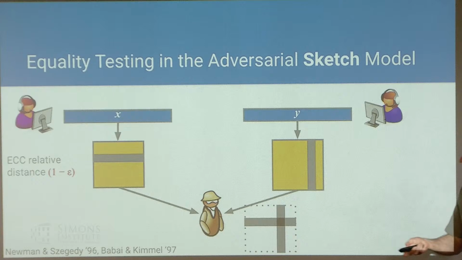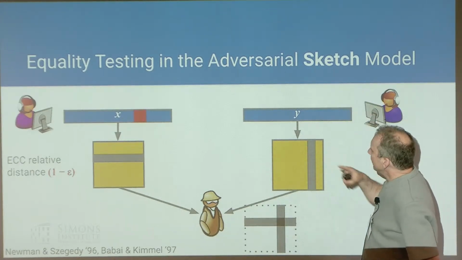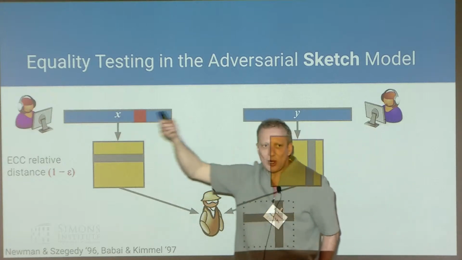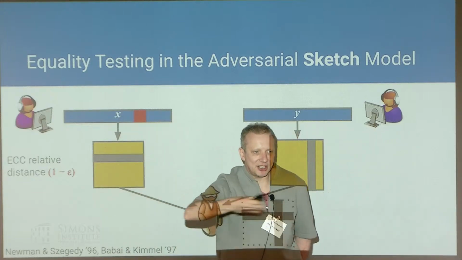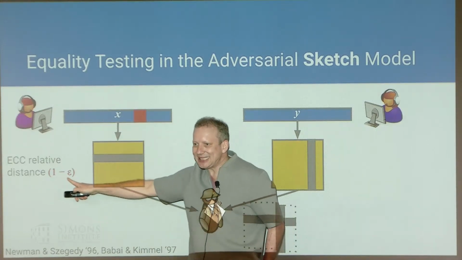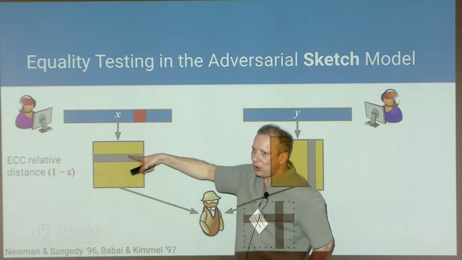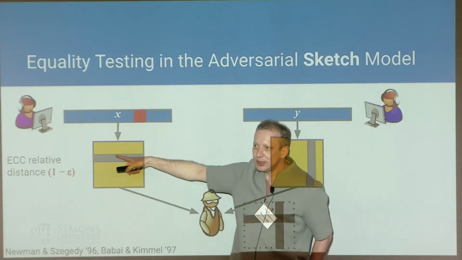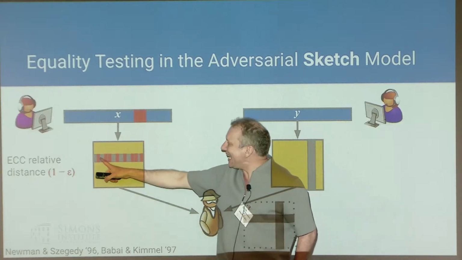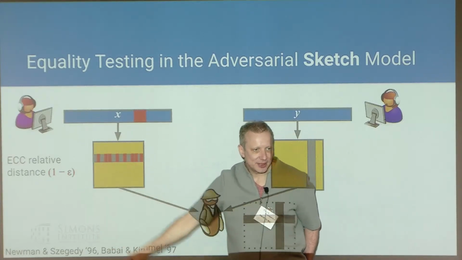But then there's a difficulty, which is that in the sketch model, these strings are given one element at a time, by updates that are flying by. And if the relative distance is as high as 1 minus epsilon, even though Alice only has to maintain a random row in this matrix, in this error correcting code, she still has to update a 1 minus epsilon fraction of the entries, right?